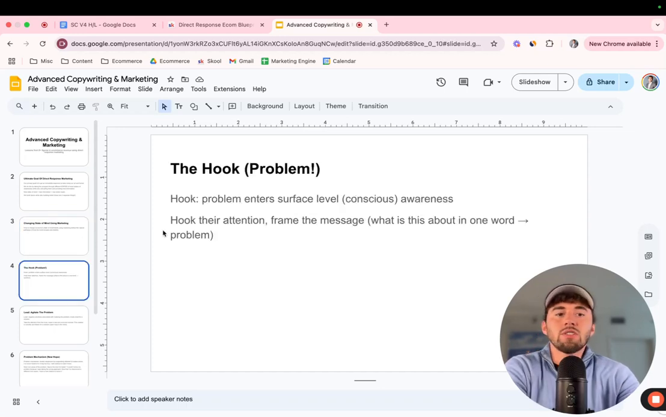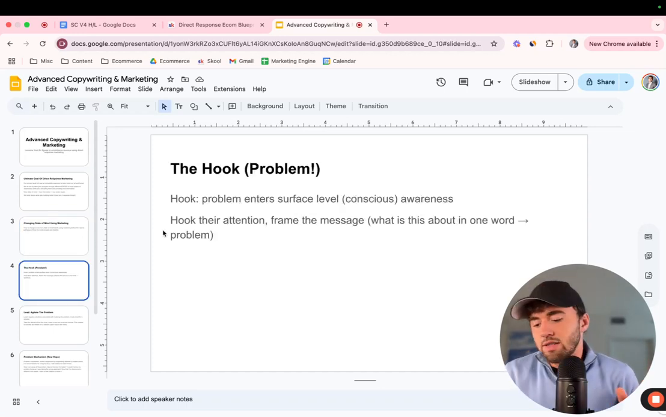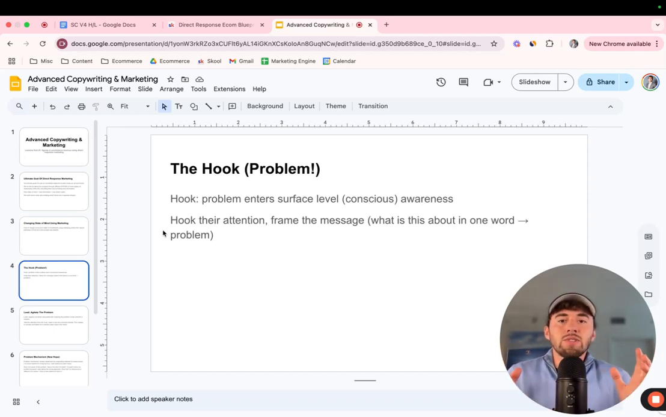happens. First, and we're going to take a VSL, a video sales letter, as our example here. So first is the hook. Any ad has a hook. That's the first few seconds of it. And this is where we capture their attention and we frame the message, okay?